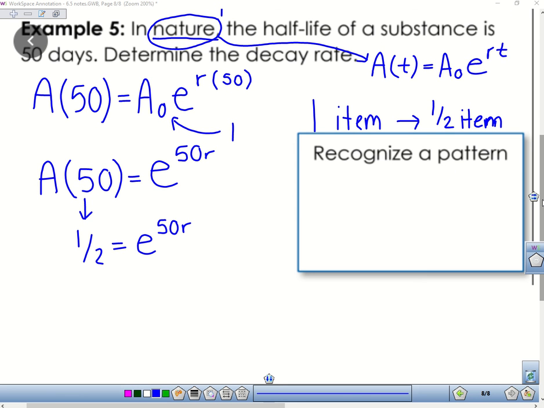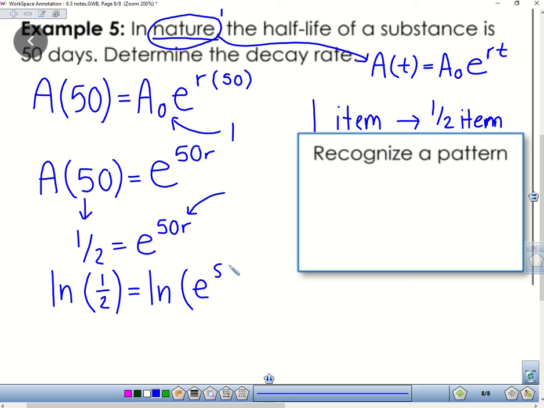So what we're going to do here is we have to solve this. We're going to take the natural log of both sides. This is how you solve for a variable. Remember, when you want to solve for a variable in an exponent, you have to take the natural log of both sides, or the log. But why are we using natural log here instead of regular log? Anyone know? Because this is E. So you take ln of both sides: ln of 1/2 is equal to ln of E to the 50R.